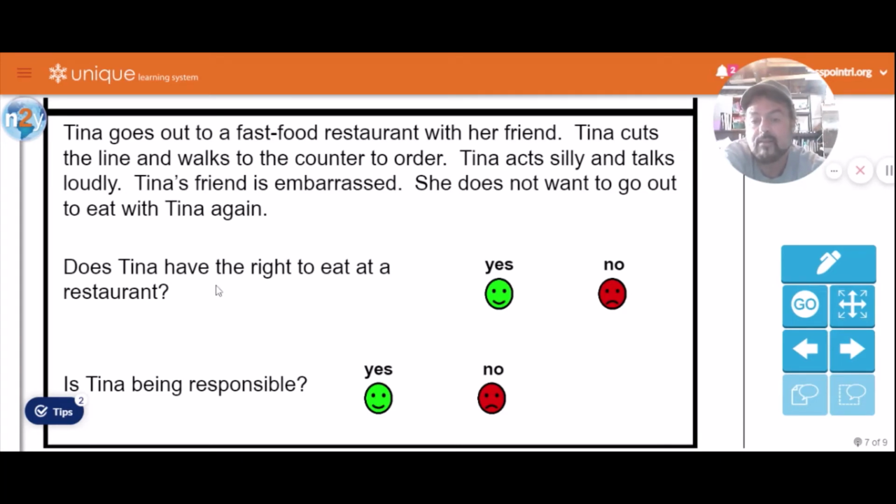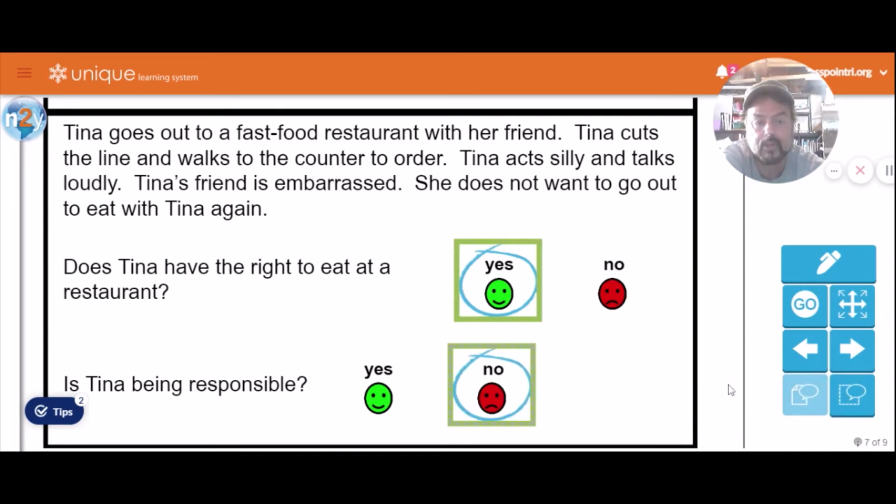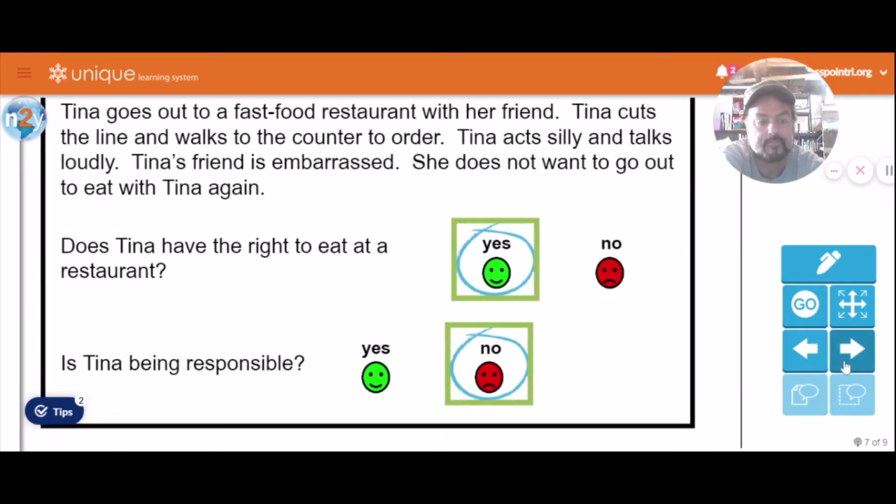All right. Does Tina have the right to eat at a restaurant? Yes, she does. Is Tina being responsible when she cuts other people in line? Gets ahead of other people, doesn't wait her turn. Is she being responsible when she acts really silly and talks loudly? Nope, not this time. Okay.